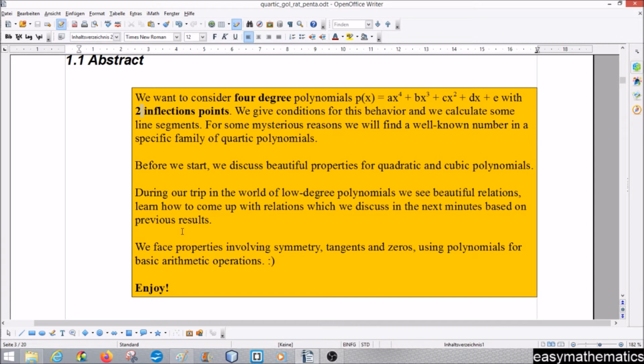And before we start, I want to discuss similar properties for quadratics and cubics. They're also interesting, I guess, and then maybe it's a kind of motivation for how to come up with this stuff. Okay, and we will need beautiful relations, and we will discuss also how to come up with stuff from previous results, and enjoy. Let's start.